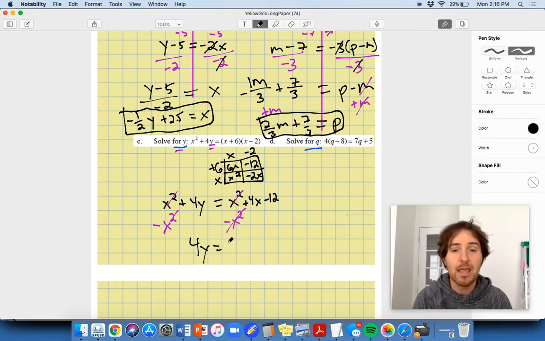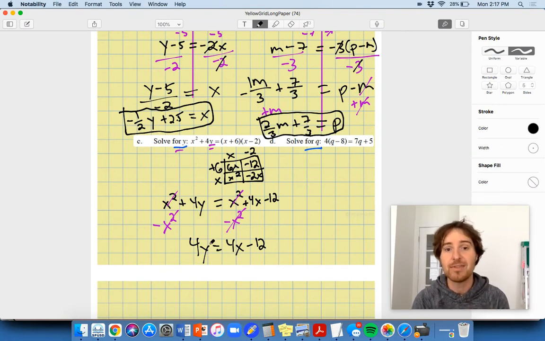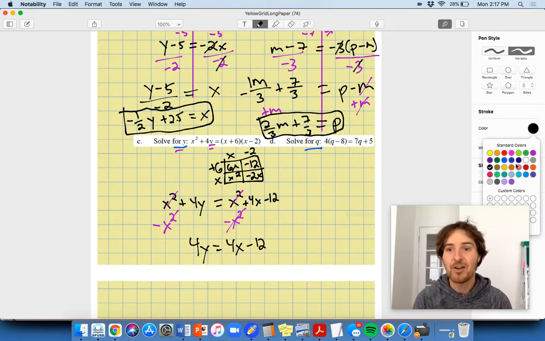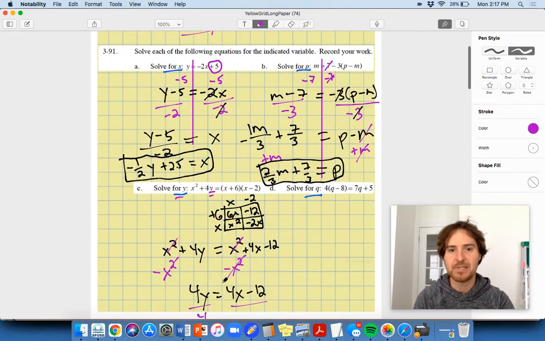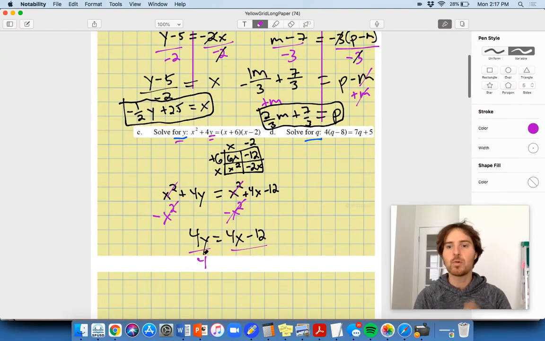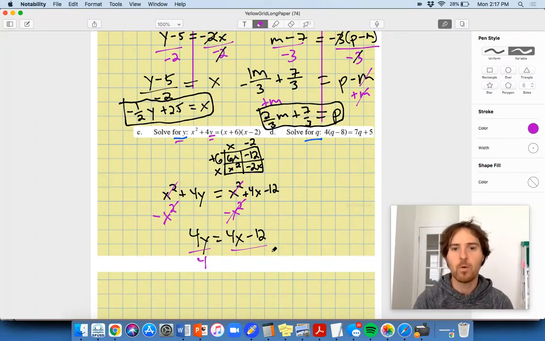So I got 4y equals 4x minus 12. What does the problem ask me to do? Again, solve for y. This will be a linear equation. We're going to get this in y equals mx plus b form. Check that out. What do I have to do to both sides now? Divide both sides by 4. We're solving by doing the opposite again. 4 is being multiplied to the y. What's the opposite of multiplication? Division. 4 divided by 4, that's 1.